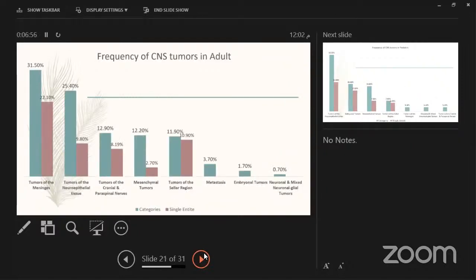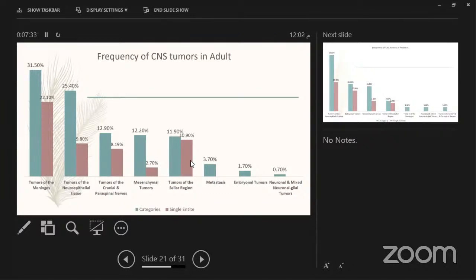If we look at the frequency of CNS tumors, the most common tumor category was tumors of the meninges, 31%, with the special entities grade 1 and grade 2 meningioma, followed by gliomas, whose most common entities were pilocytic astrocytoma and GBM. Sorry, in the adult it was GBM. The third was nerve sheath tumors, 12%, with schwannoma the most prominent entity.